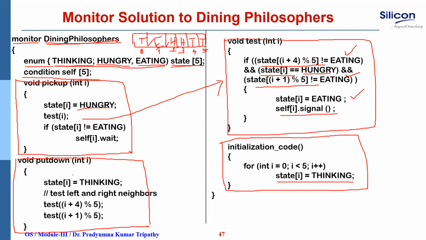Correct? Similarly, while putting down, it will change the state to thinking and it will invoke the test for both of its neighbors. Now, the code we have written is in the form of a class: the data members are taken over here in a variable. We have some procedures and some condition variables.